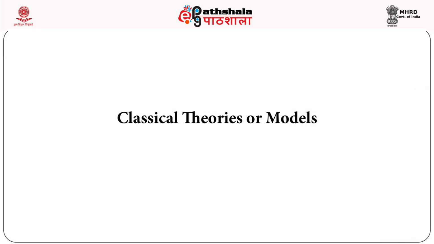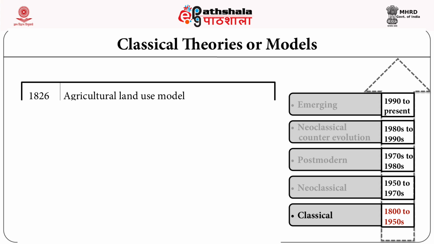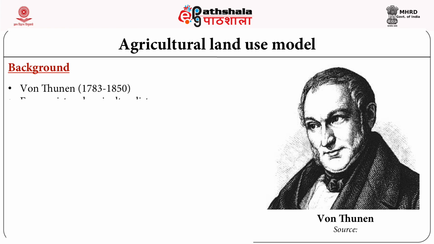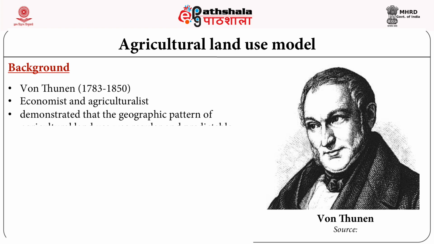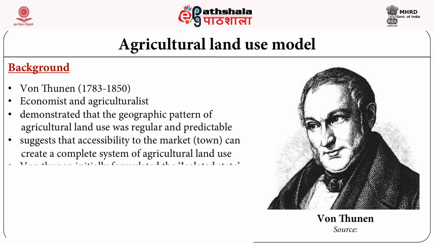Now, today we would be looking in detail at these classical theories or models. Let us start with the agricultural land use model of 1826. Von Thunen was an economist and agriculturalist. He lived from 1783 to 1850, and he demonstrated that the geographic pattern of agricultural land use was regular and predictable. He suggested that accessibility to the market or the town can create a complete system of agricultural land use.